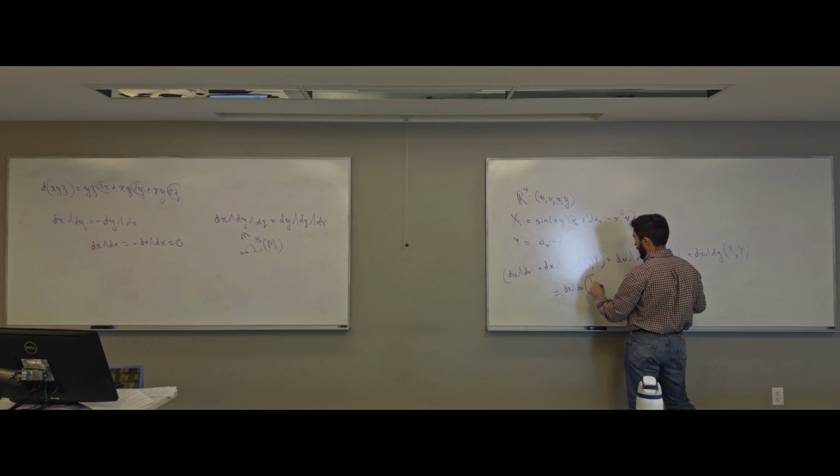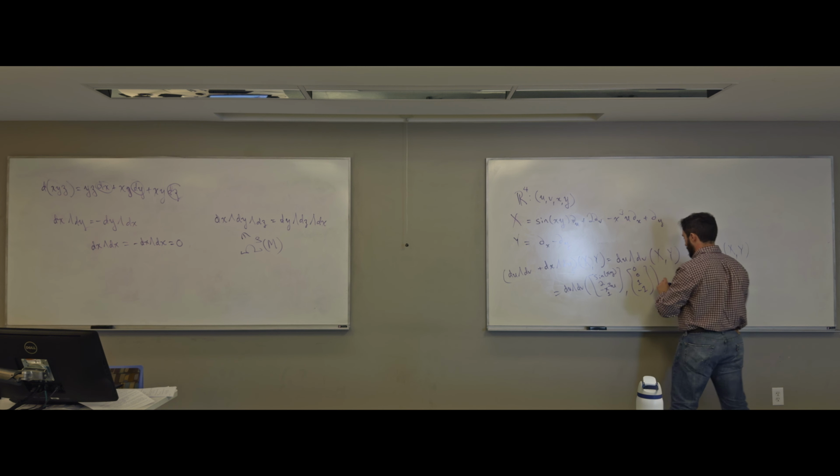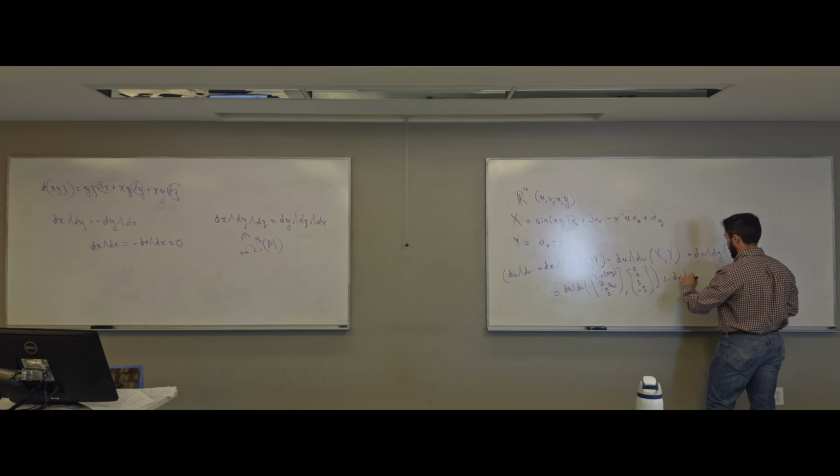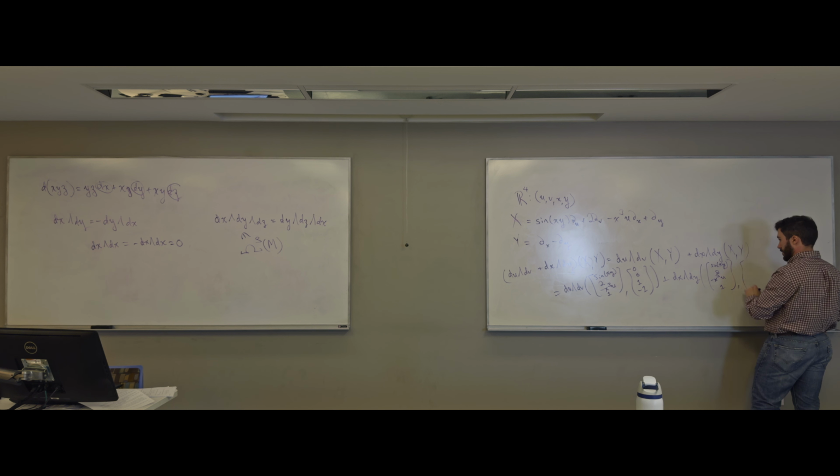So x is this, sine xy, 2, negative x cubed u, and 1. And then we put in y, which is 0, 0, 1, negative 1. And then we have dx wedge dy, which is, again, sine xy, 2, negative x cubed u, 1, and 0, 0, 1, negative 1.